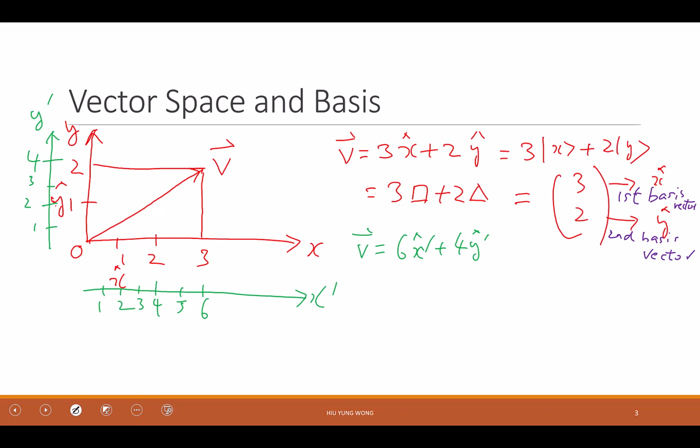So how do I write this? Well, I can also write it as 6x hat dash plus 4y hat dash. It's up to me. Now I don't want to play with triangles. We grew up already. What is the meaning of 6 in this case? It means I have 6 units of x hat dash, or 6 units of the first basis vector. But this first basis vector is different from the first basis vector here, right? This is a different basis vector because I'm using a different basis.